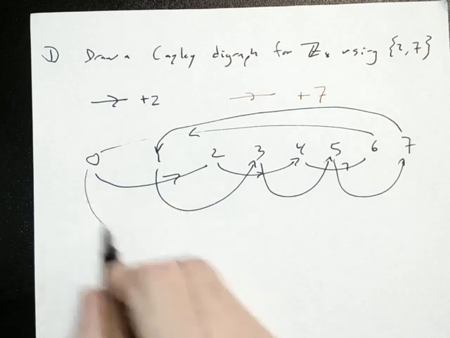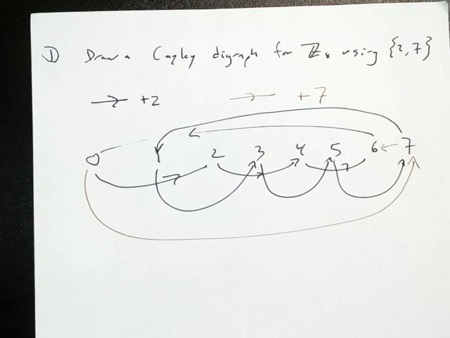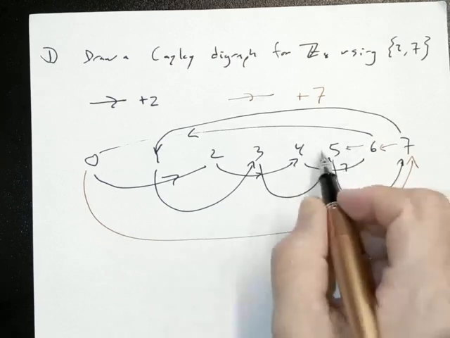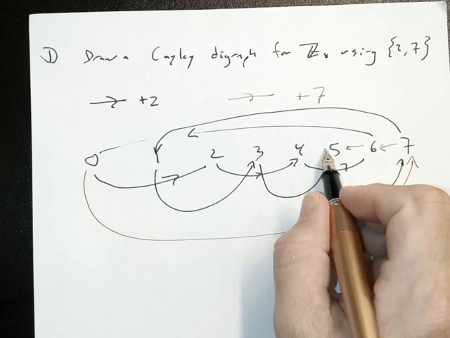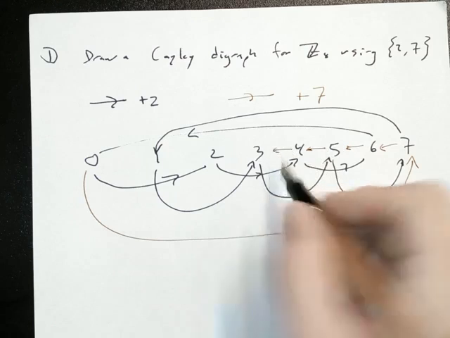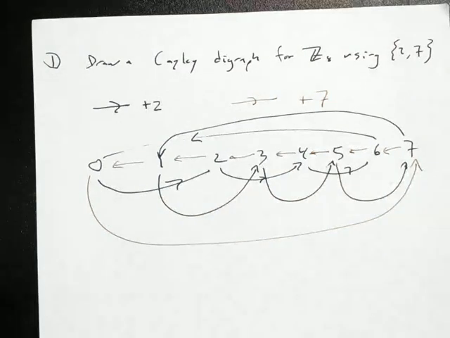Okay, 0 goes to 7. What's 7 and 7? 14, but that would be 6. Aha! 6 and 7 is 13. 5 and 7 is 12. 5 and 4... 4 and 7 is 11. Yeah. Hey, look at that. That's sufficient. It's not pretty, but it's certainly sufficient, right?